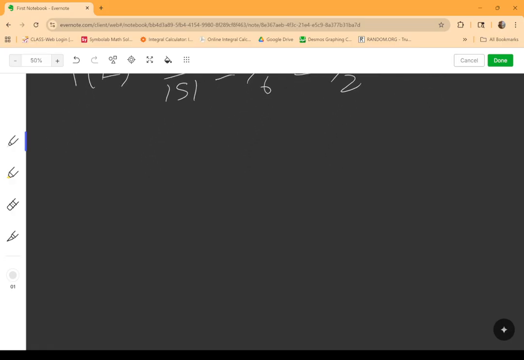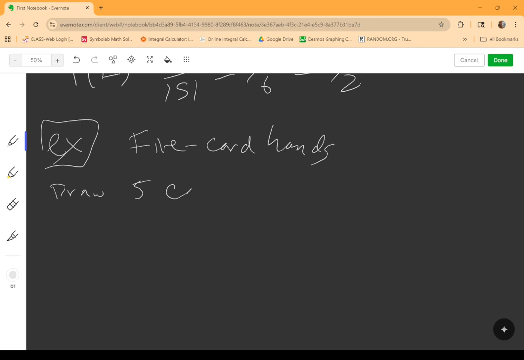Now sometimes the sample space isn't as nice and easy to count as rolling a die. So let's say, for example, let's talk about 5 card hands. If I draw 5 cards from a standard deck.